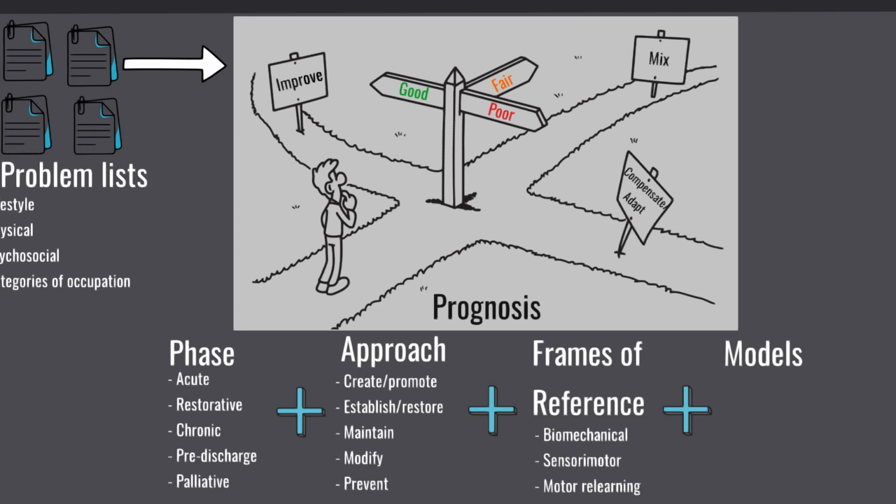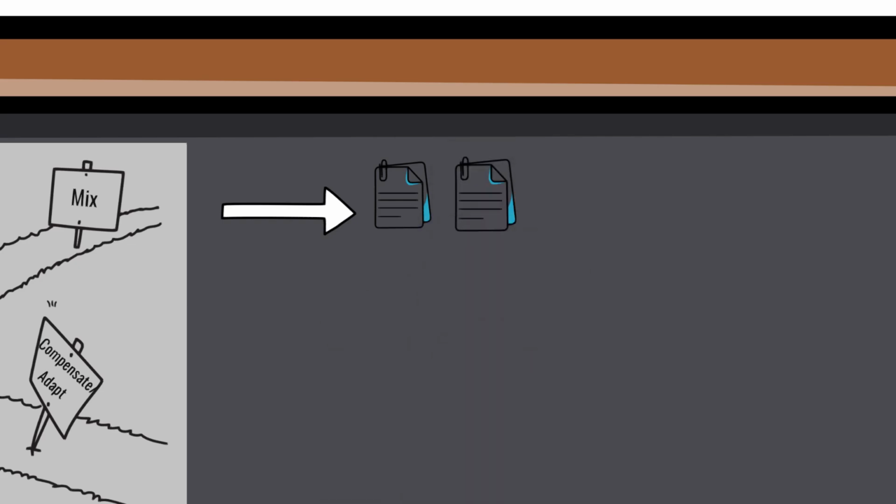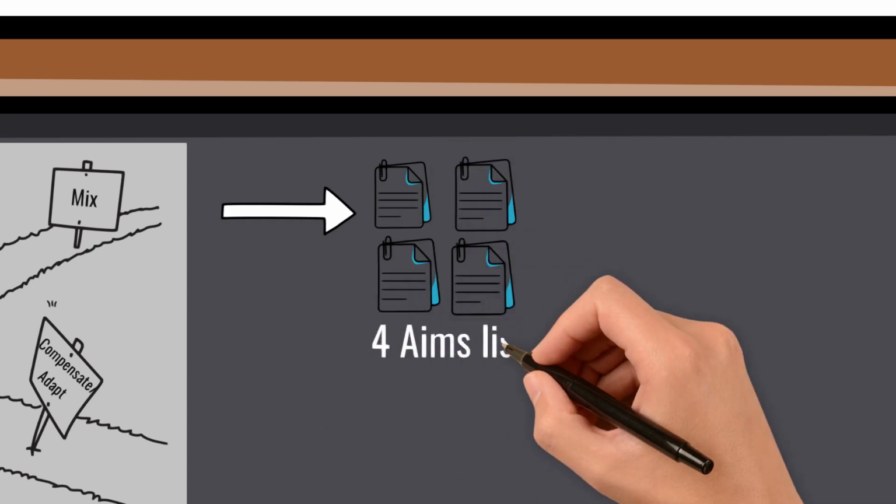Please refer to page 44 to 46 in the treatment manuals for a full list of the frames of reference that can be used. Once the student has established the approach and frames of reference that they will be using with their clients, they can then convert their problem lists into also 4 aims lists.